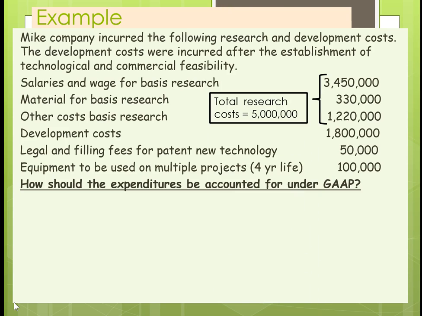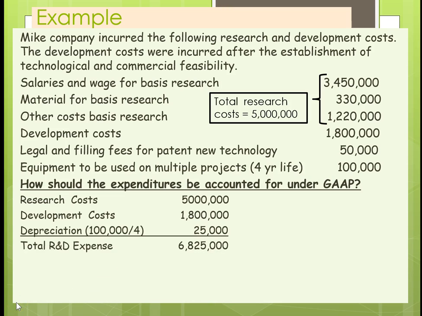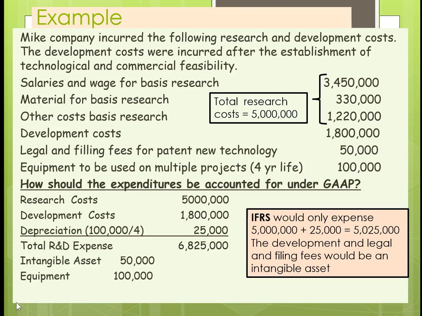So again, under IGAP, these would be research costs, and we would expense them, and we'd also expense the development costs. And we would be able to expense the depreciation to give you total R&D expense. And then we would capitalize the filing and legal fees and the equipment. Now, under the International Standard, we would only expense the research costs and the depreciation. That's it. The development and legal and filing fees would be intangible assets under the International Standard.